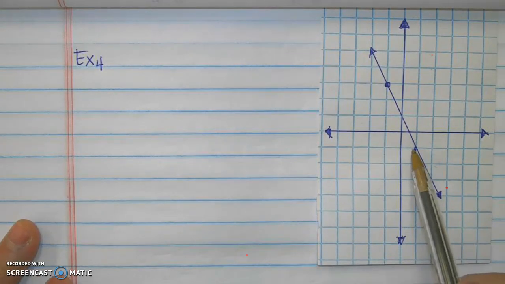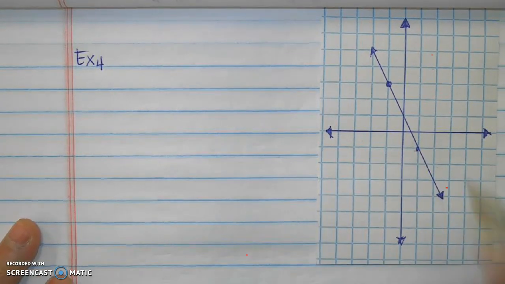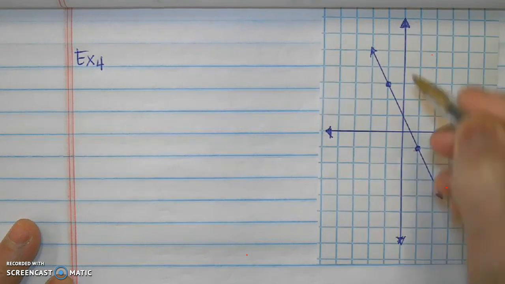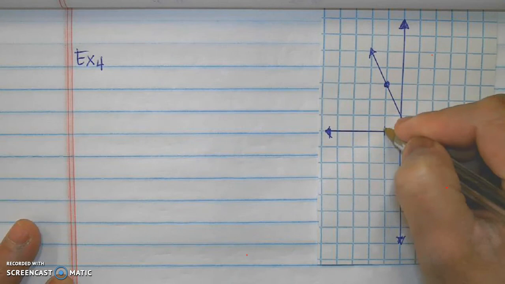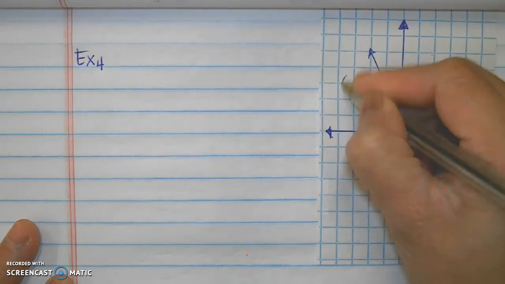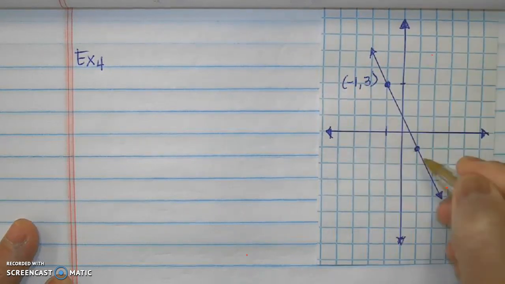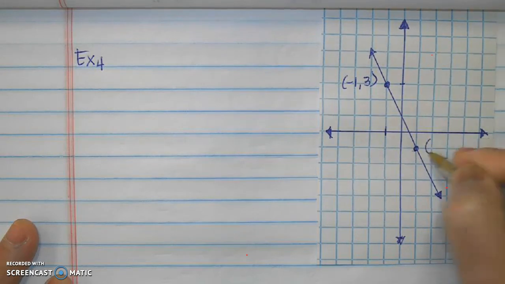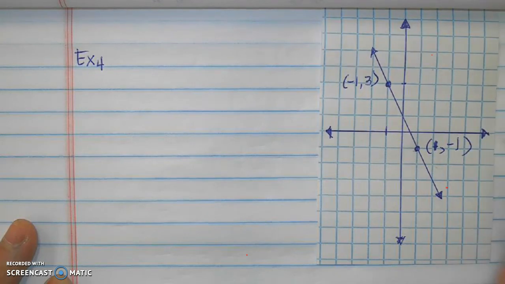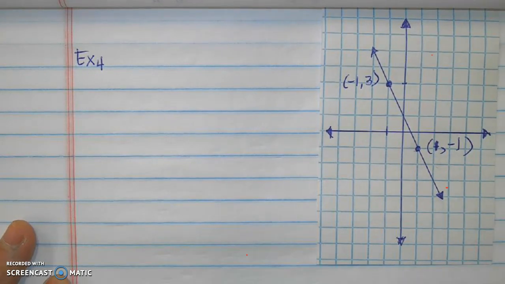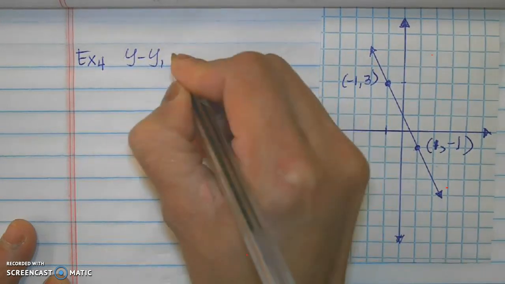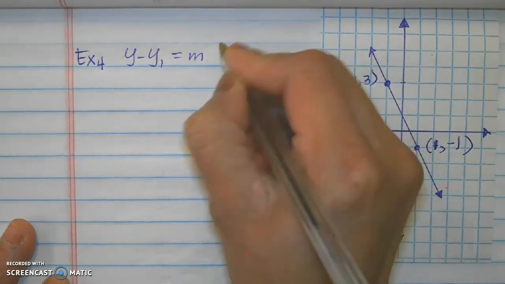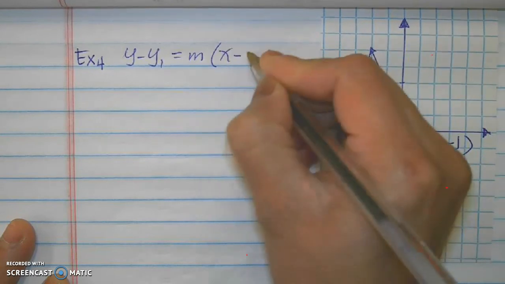So what happens if you have example 4 where there is just a graph and you want the equation? Well, what you can do is if there are points that are identified, you can get the coordinates. So this is negative 1, 3. And this is positive 1, comma, negative 1. And you're going to use the same formula. So y minus y1 equals m times x minus x1.